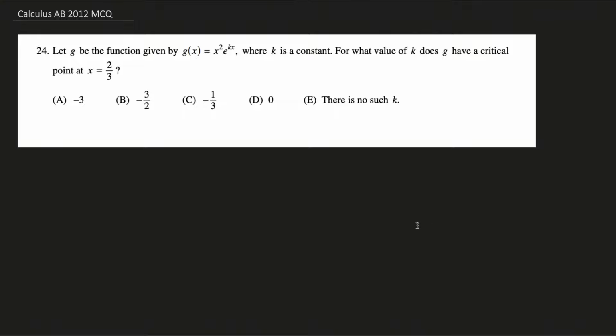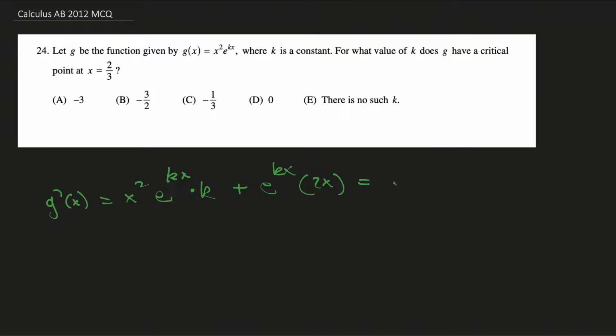All right, 24 states, let g be the function given by g of x is equal to x squared times e to the kx, where k is a constant. For what value of k does g have a critical point at x equals 2/3? For this, you just have to think about what a critical point means. Well, that means when g prime of x is equal to 0. So g prime of x is equal to x squared times e to the kx multiplied by k, because of chain rule, plus, doing the product rule here, e to the kx multiplied by 2x, the derivative of x squared.